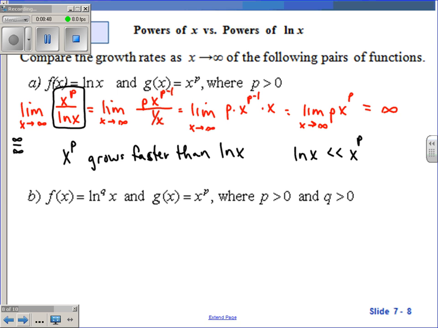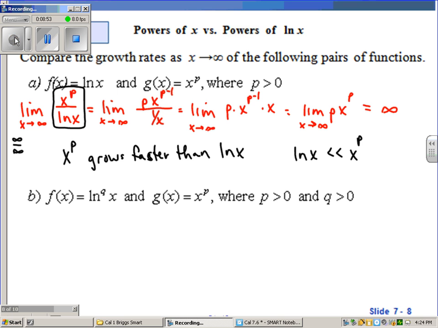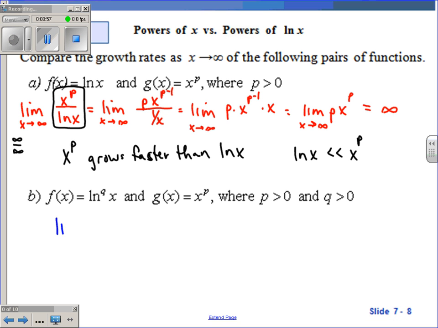Okay, now the next one here, we're going to key off of the one that we just found. So I'm going to start with the ratio. I want the limit of natural log to the qth power of x over x to the p.